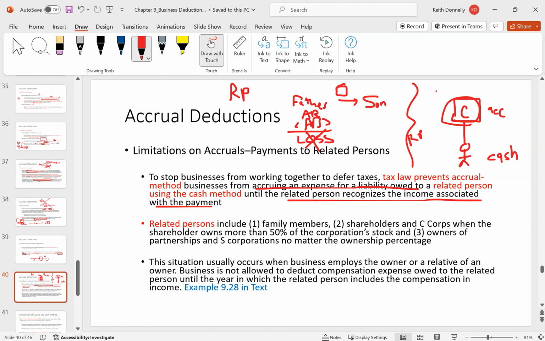So, hey, you don't get wage expense and wage payable, right? Unless and until you actually pay the guy, right? And he includes it in his income, right? So if you accrue it in year one and he only gets the income in year two, you don't get the expense until year two. This kind of prevents that timing manipulation.